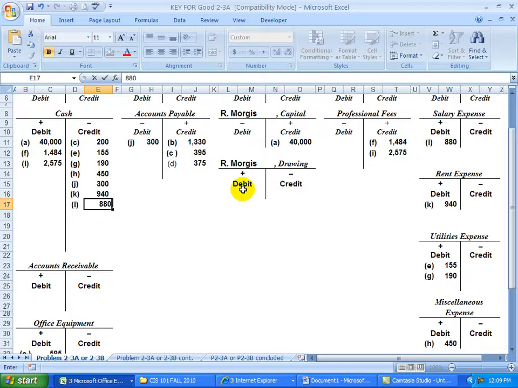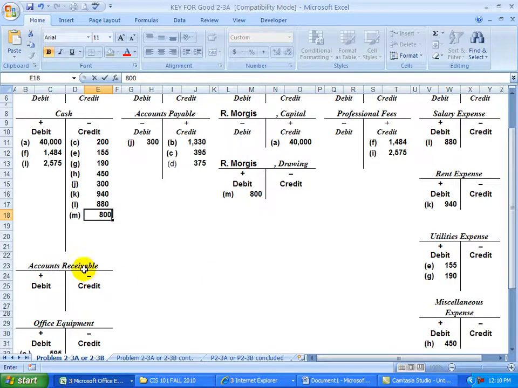Looking at M, the owner withdrew cash for personal use. When it's personal use, it's drawing. Drawing did have a zero balance. Now it's going from 0 to 800. So it's increasing the drawing account. So this is letter M. And it's increasing by $800. And we're writing a check. So our cash is going down by 800. Debit equals credit.